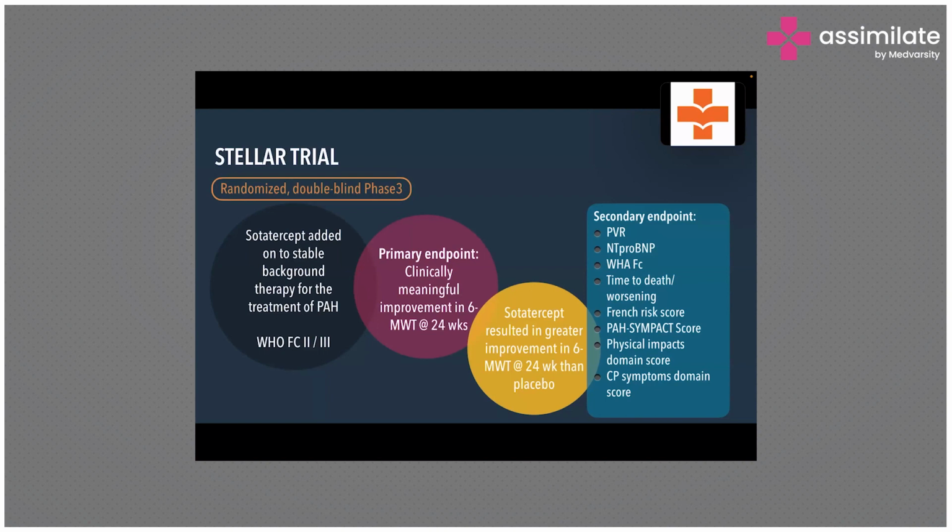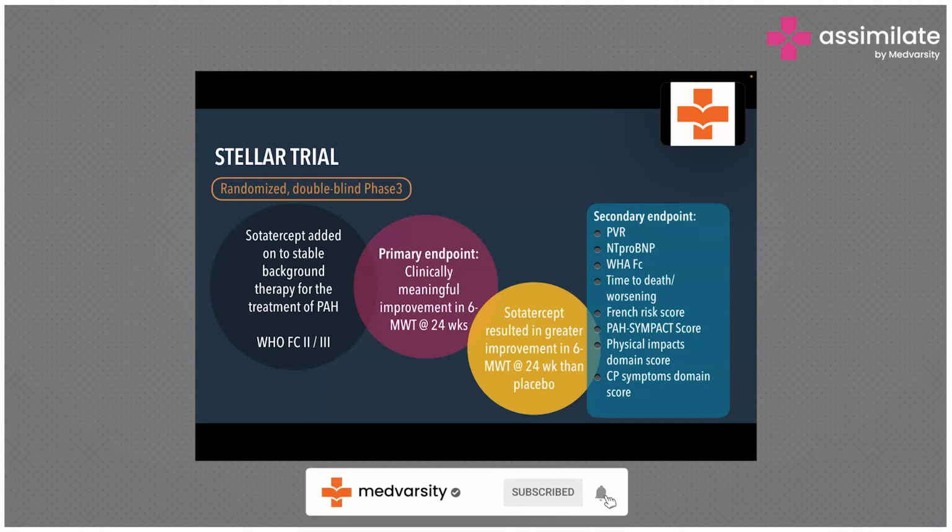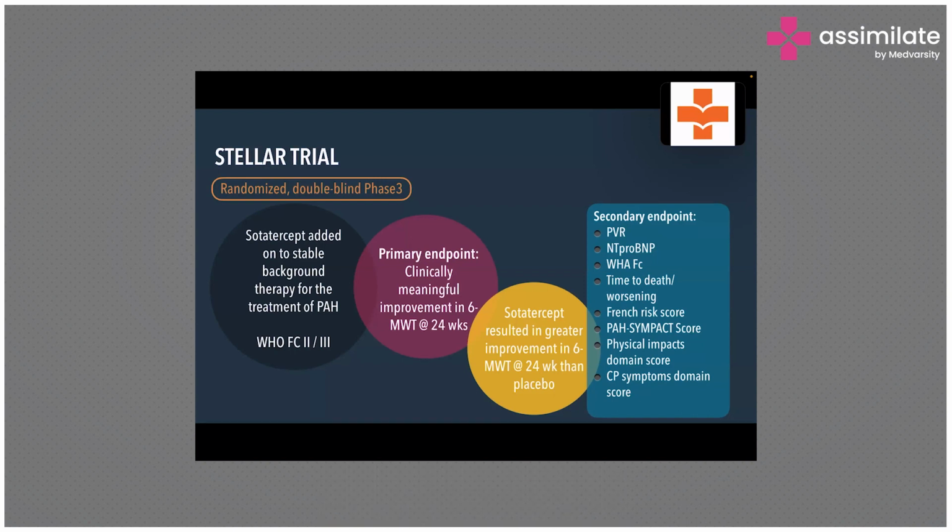The aim of the study was to find out the 6-minute walk test at 24 weeks. That was the primary endpoint. And yes, the trial showed a meaningful improvement in the 6-minute walk test at 24 weeks. There was also an improvement in the NT-proBNP level. It's typed wrongly here. The NT-proBNP level also had a very significant improvement. Other secondary endpoints were checked.